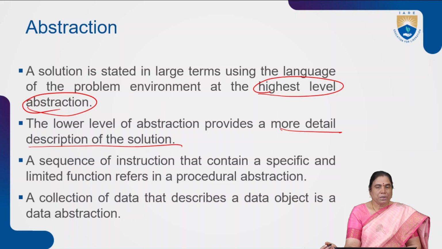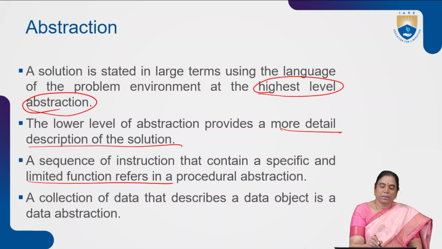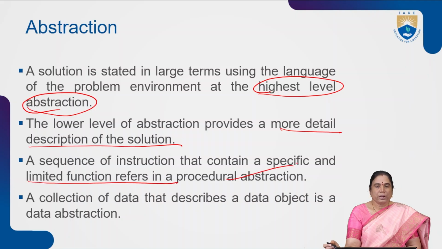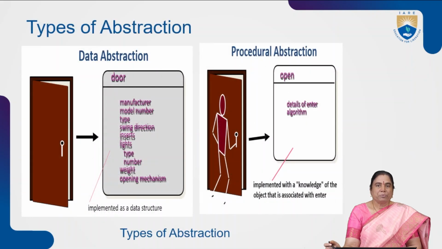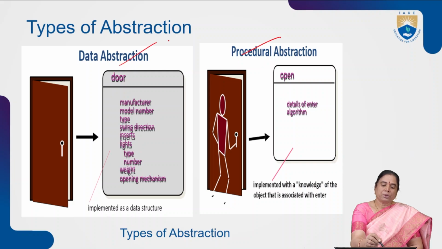So, abstraction can be data abstraction or procedural abstraction. A sequence of instructions that contain a specific and limited function is referred to as procedural abstraction. But a collection of data that describes a data object is the data abstraction. So, two types of abstractions are available. One is procedural abstraction, the second one is data abstraction.